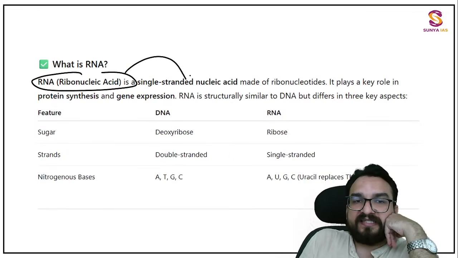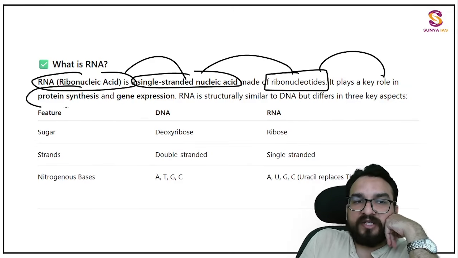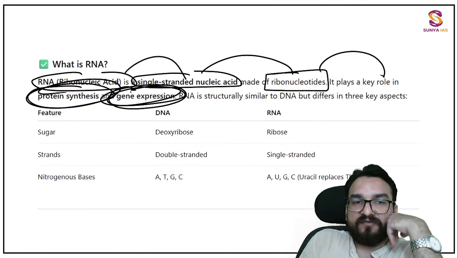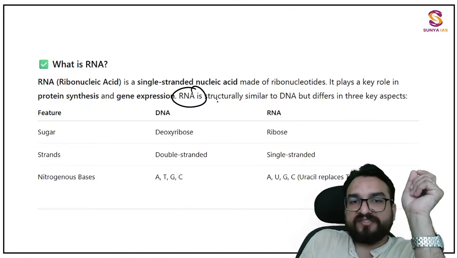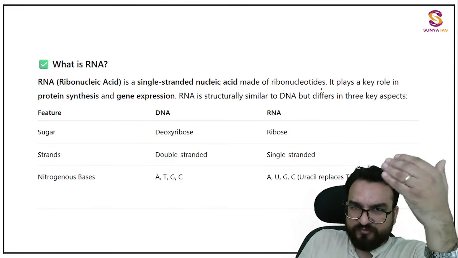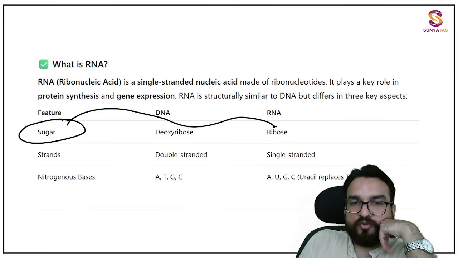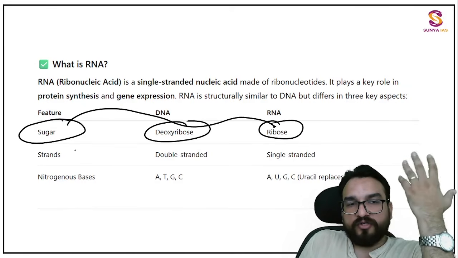RNA is a single stranded nucleic acid made of ribonucleotides. It plays a key role in protein synthesis and gene expression. Very important. RNA is structurally similar to DNA but differs in three key aspects. What are those key aspects? One is the sugar. The sugar is ribose here, not deoxyribose. I have already told you.